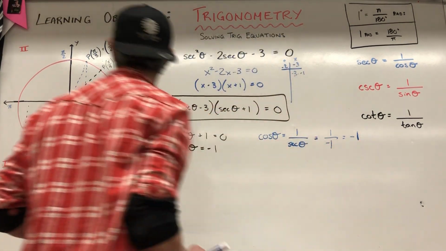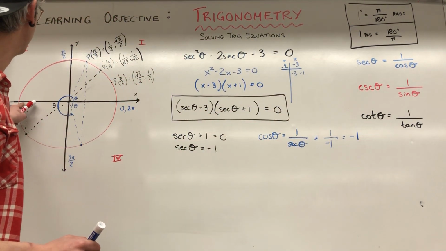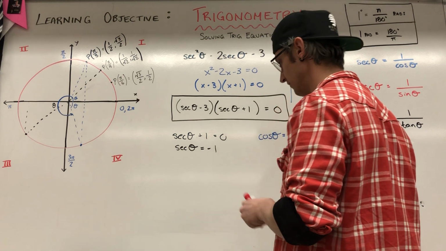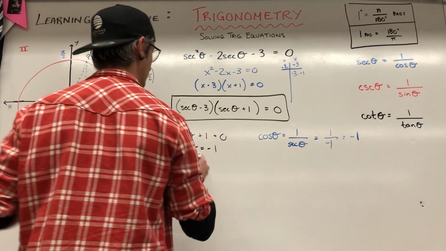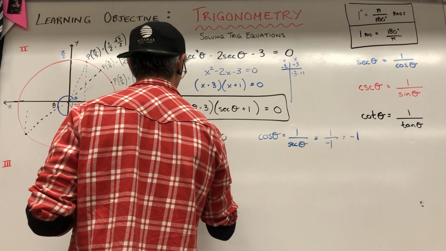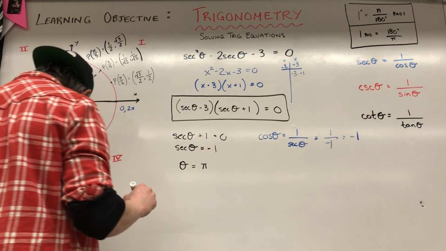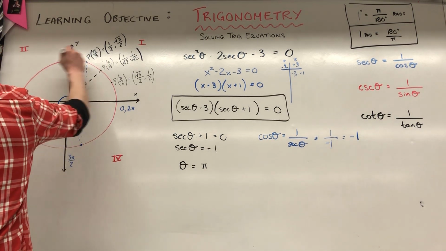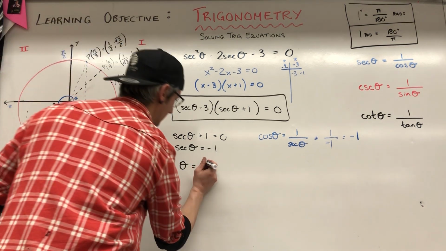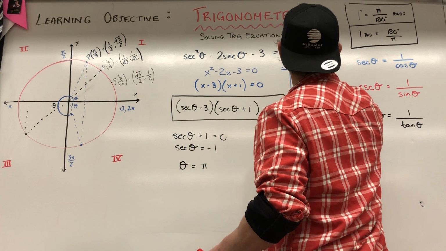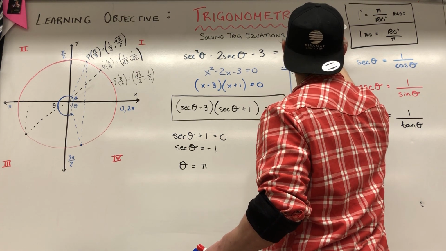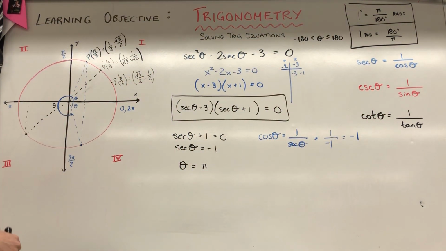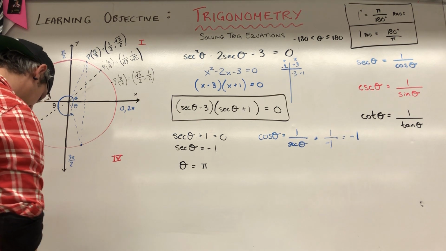Where is cos negative 1? Cos theta is negative 1, an entire negative 1, here at pi. Therefore, theta for this one is equal to pi. And they actually gave me a restriction that we're going from negative 180 degrees all the way to 180 degrees. That's the restriction. Okay, so that's the first answer.